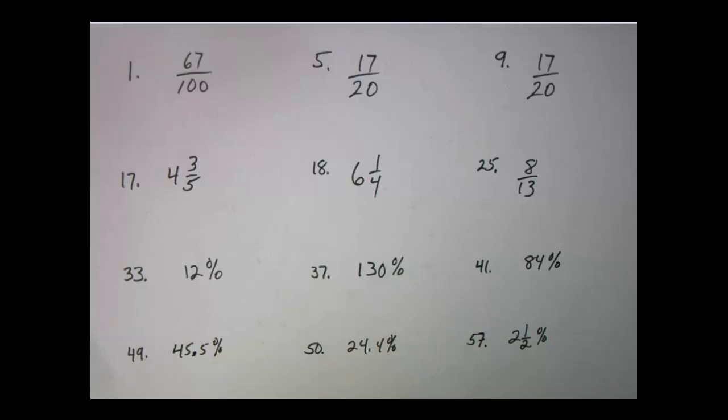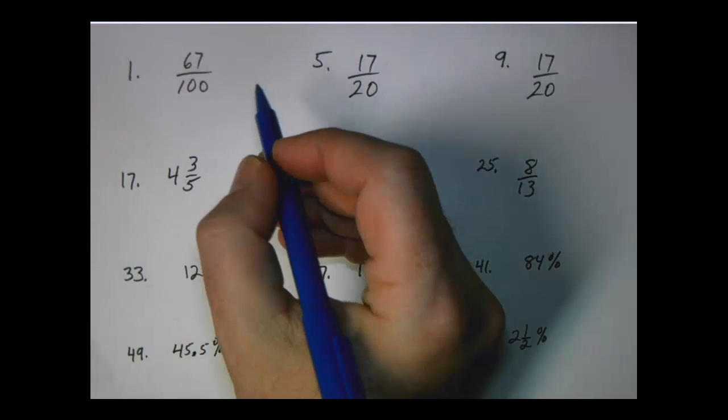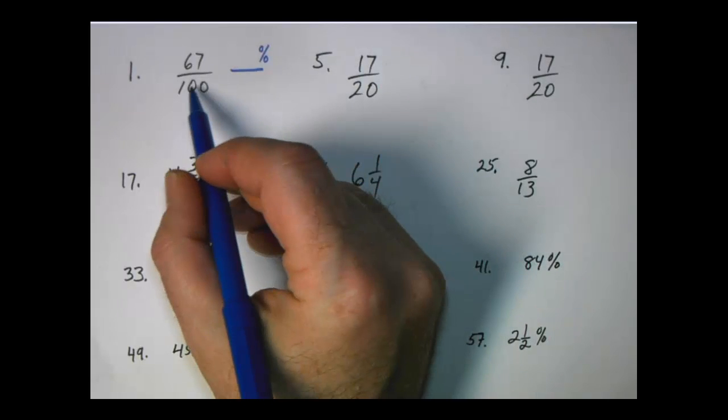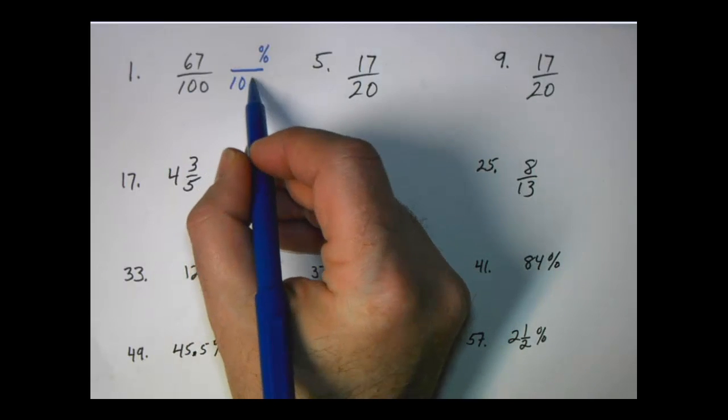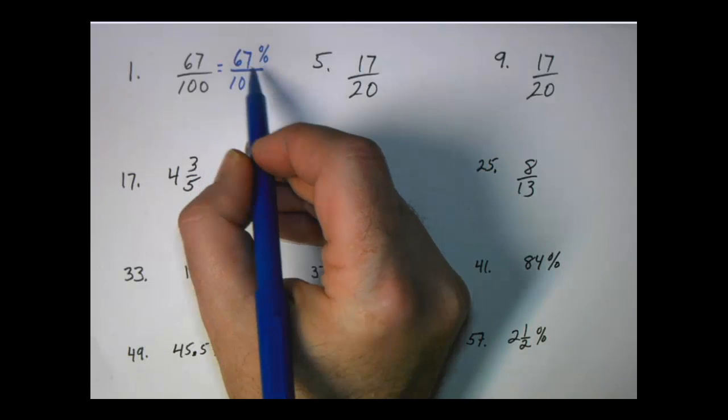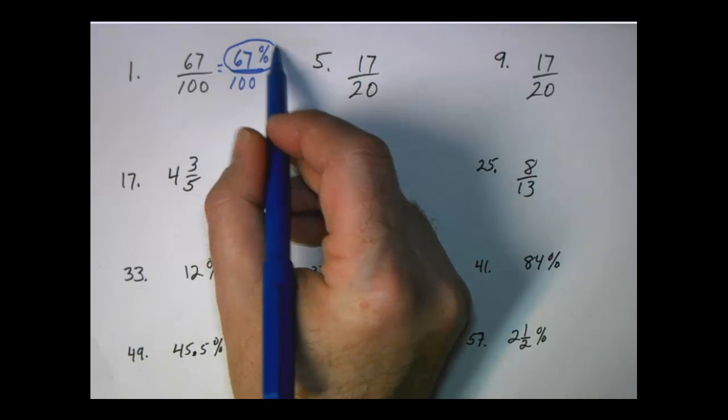Section 6.3 is changing a fraction to a percent and a percent to a fraction. No new vocabulary is introduced in this section. We've already done this a little bit where we set up a fraction and we created a percent. Remember, percents always go over 100. So in this particular one, we already have it over 100, so it just simply converts straight across and it becomes a percent. Very straightforward.